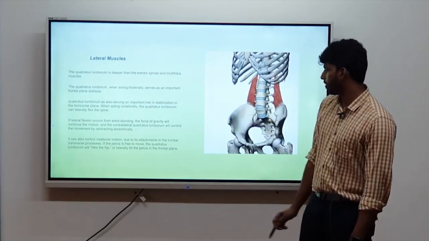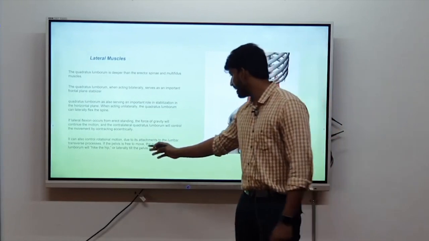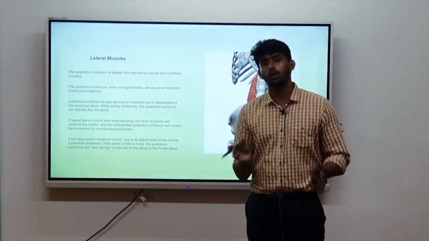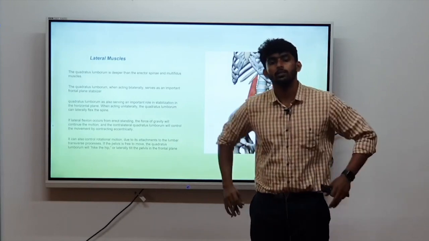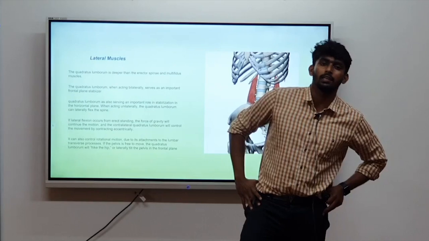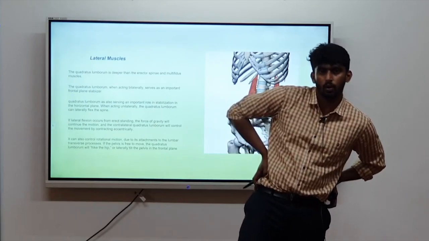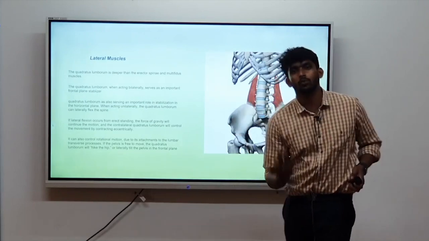If the pelvis is free to move, the Quadratus Lumborum will hike the hip or laterally tilt the pelvis in the frontal plane. See, it has a role in controlling rotational movement. So just imagine you are standing on one leg. Of course, the Quadratus Lumborum has to stabilize this area. Or else, if the Quadratus Lumborum is weak, there are more chances we can collapse or fall down.